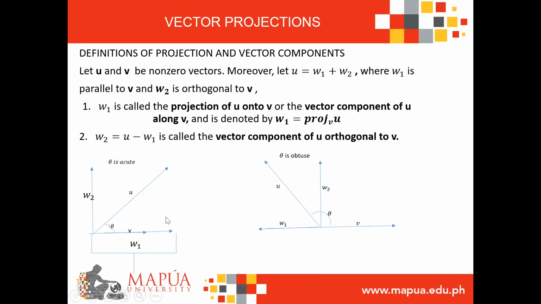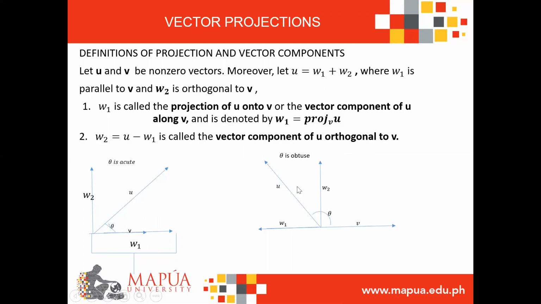So as we can see from this figure, we have when theta is an acute angle and when theta is an obtuse angle, the two vectors u and v. We have here w1, which is parallel to vector v, and w2 is drawn orthogonal or perpendicular to vector v. So we can denote vector u as the sum of the two vectors w1 and w2, as we can see from this definition.